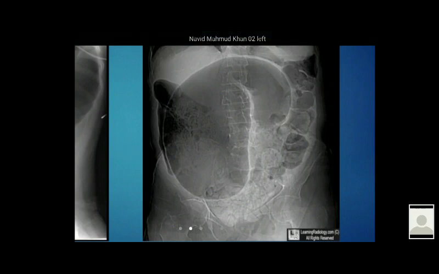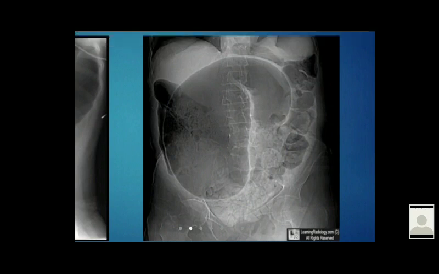So what is paralytic ileus? And the important points of paralytic ileus, speak.